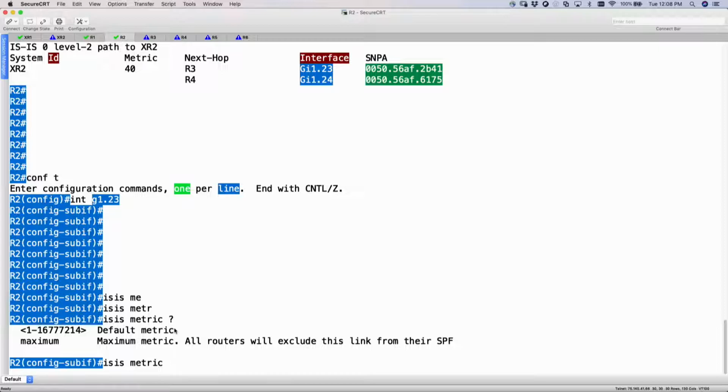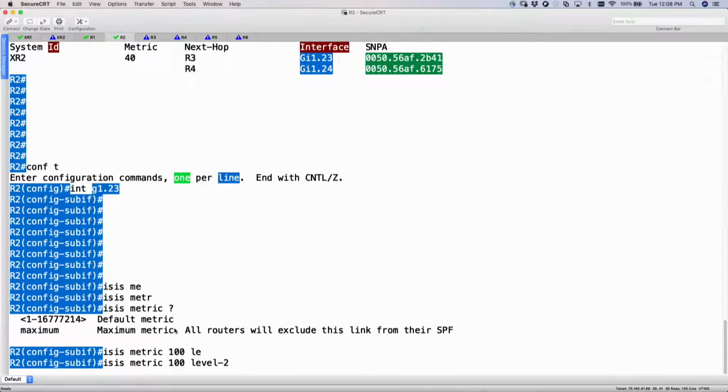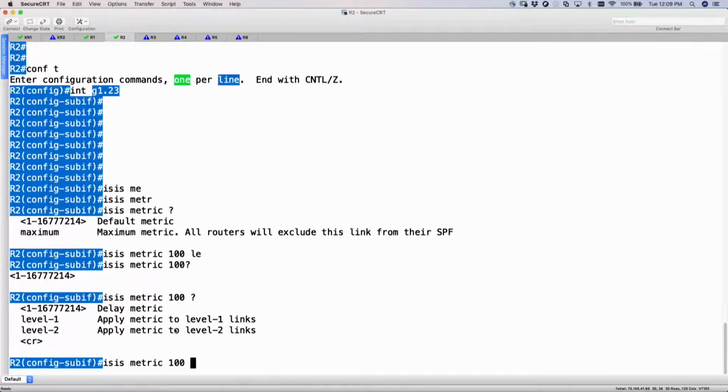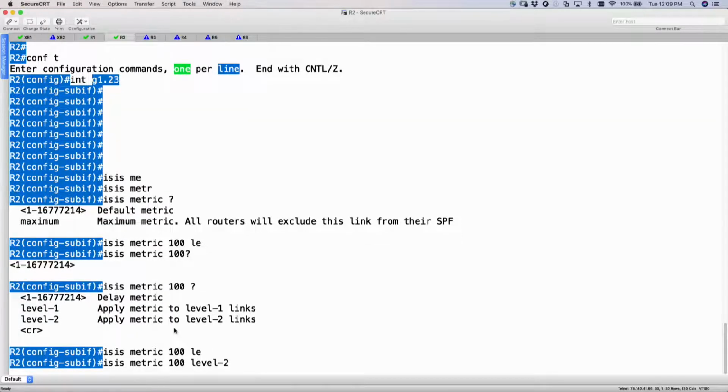Let's try and give a metric which is higher, let's say 100, and say level 2. I don't need to define the level. This could be for level 1, this could be for level 2. By default, it's for both level 1 and level 2. But if I do want to change it for a specific level, then I can, just for level 1 or just for level 2. Since all my routers are running level 2 only, I could do level 2.